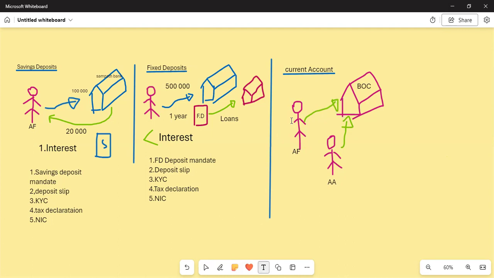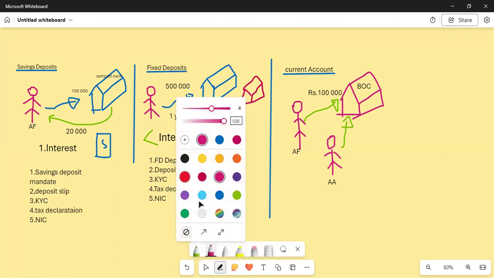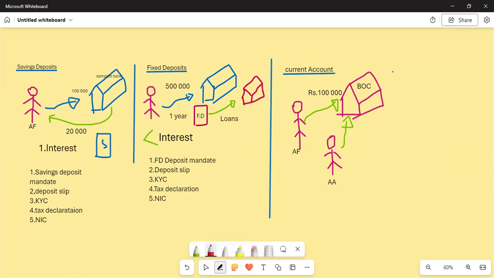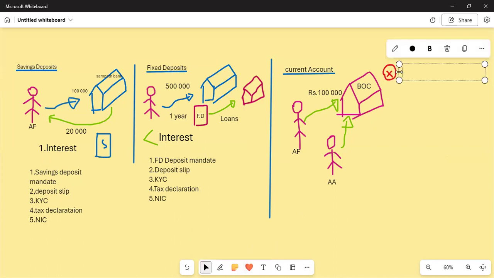Say I have opened a current account and put 100,000 into it. Tell me, will I get interest for this current account? The first feature of this current account is no interest. I won't get a single rupee as interest. No interest will be provided.